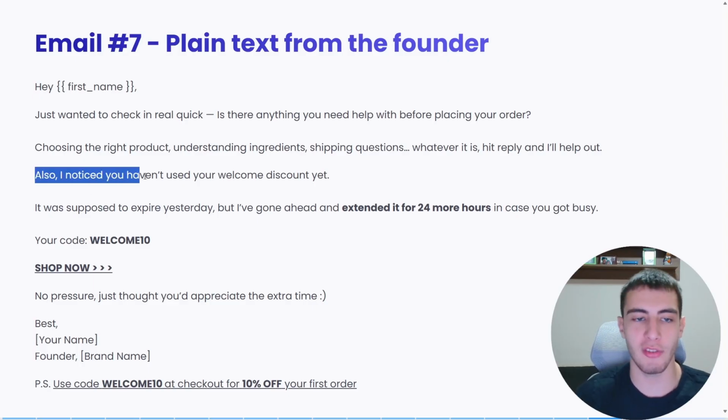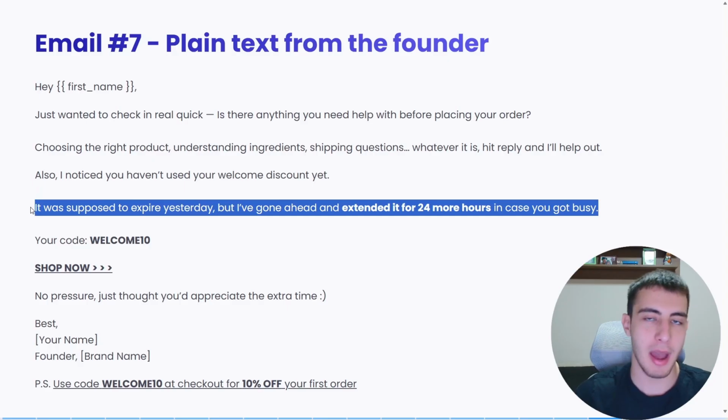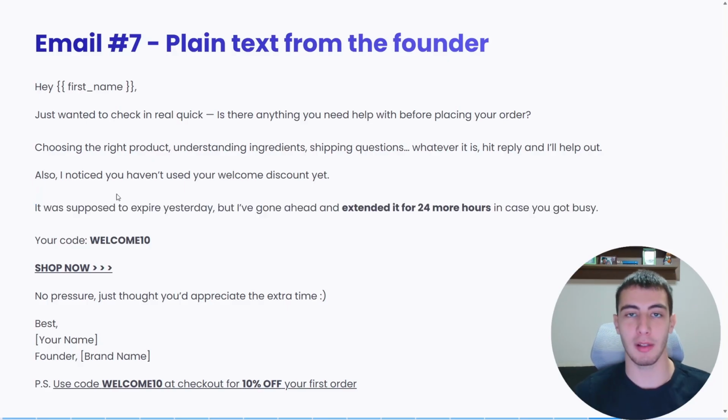So also, I noticed you haven't used your welcome discount yet. It was supposed to expire yesterday, but I've gone ahead and extended it for 24 more hours in case you got busy. So imagine you subscribe to a brand and you receive an email from the founder himself, a plain text email telling you, hey, I saw your discount was about to expire, so I decided to extend it personally. Like I did it. I went into Shopify and extended your discount only for you for 24 more hours in case you were busy, right?